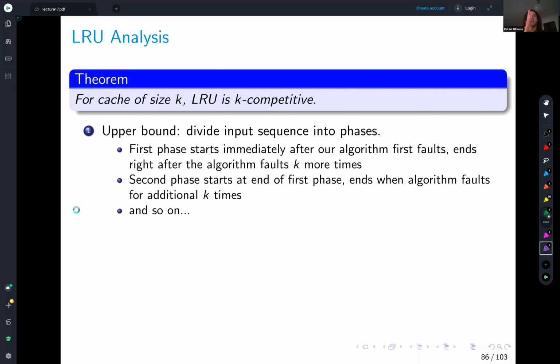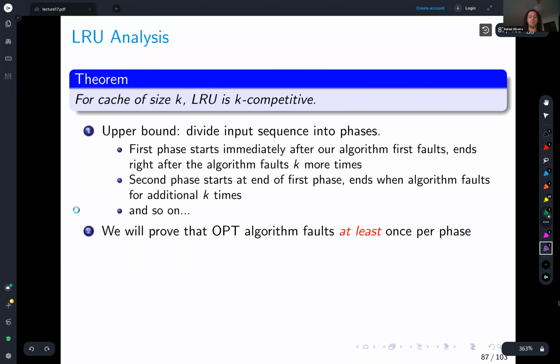So right after I first fault, I start my first phase. Then I count how many times in this phase I have faulted. Once I fault k times, right after that, I start the second phase. Does that make sense? And then we keep going. So these will be the phases. We're going to use this to prove that the algorithm is k-competitive. And why are we dividing this by phases?